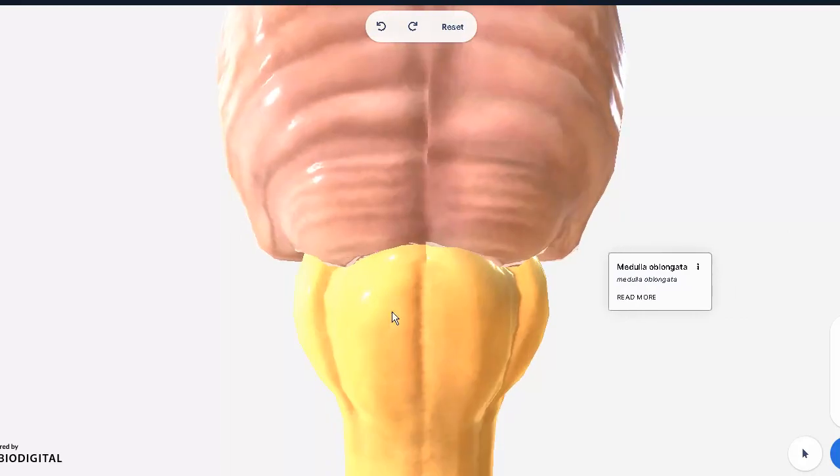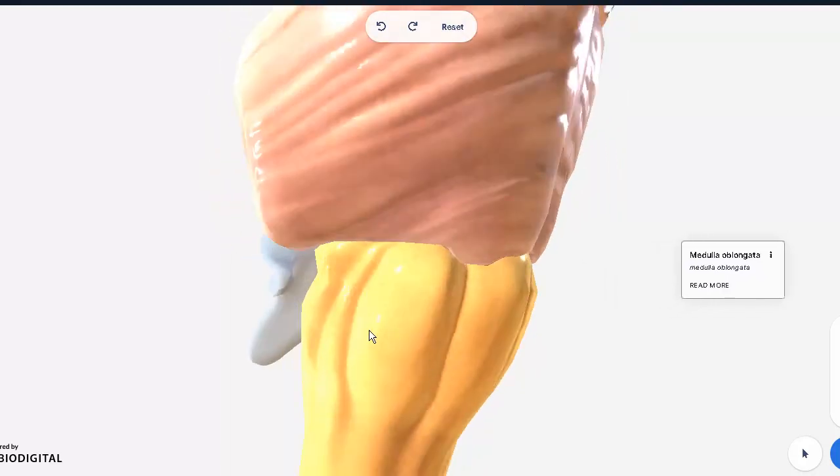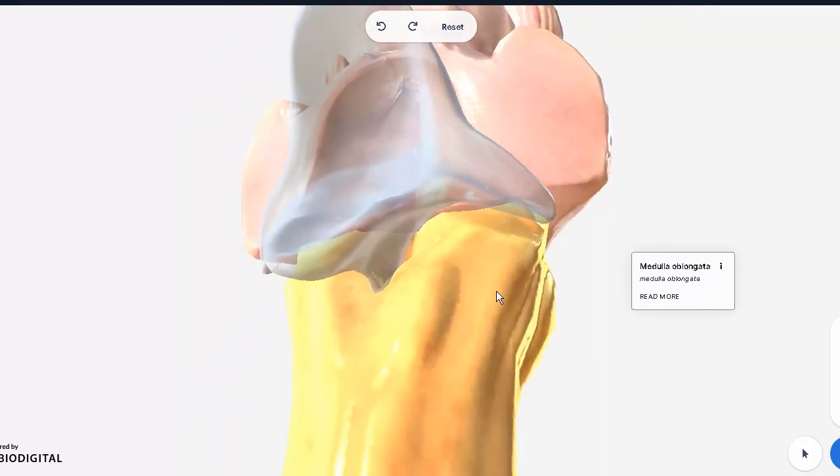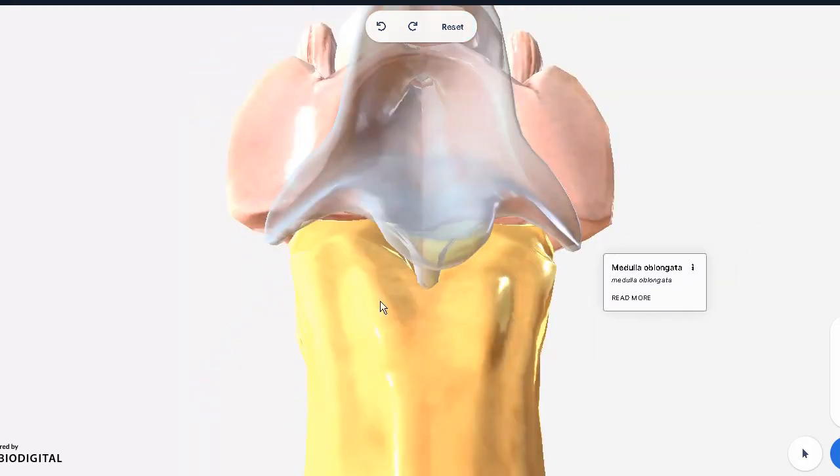So you have the pyramids, the olives. And on the back side, if you see over here, you can see, although not very clear, 2 more impressions. These bumps you see here are the impressions of 2 more nuclei known as the nucleus gracilis and the nucleus cuneatus. These are the nuclei for the posterior white column tract.